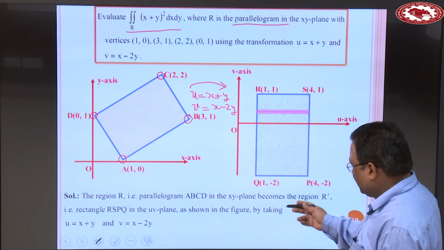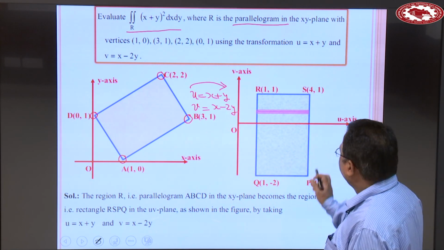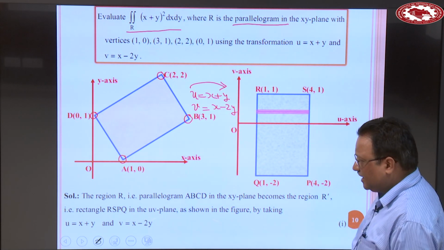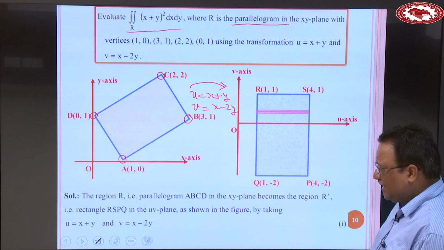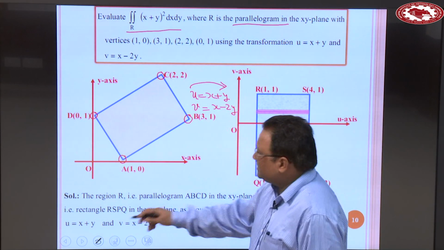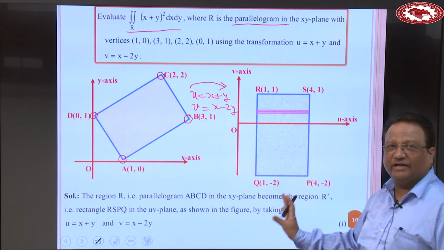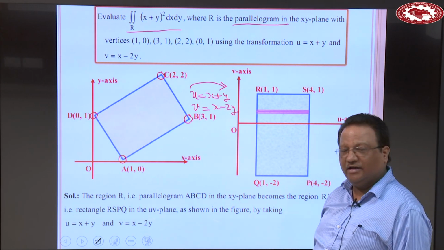So it becomes the region R dash, that is the rectangle RQPS in the UV plane as shown in the figure, by taking u is equal to x plus y and v is equal to x minus 2y. So from these two equations we can evaluate these points, connect these 4 points and you will get the new region of integration where we have to evaluate the given double integral problem.